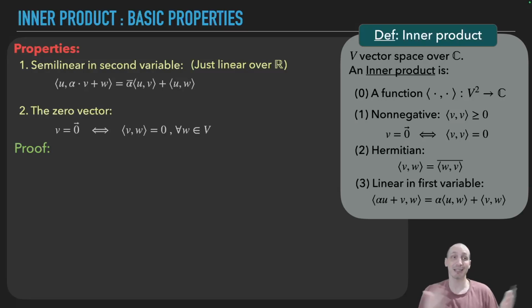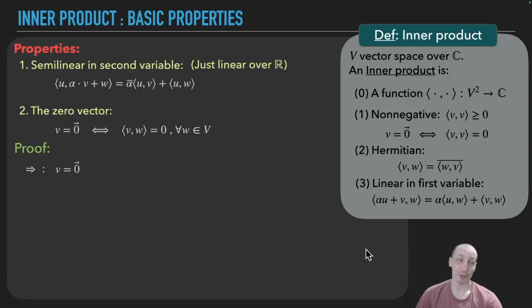This is like the duck test. If something quacks like a duck, swims like a duck, and looks like a duck, it should be a duck. And this is exactly what happens here. If something behaves like a zero vector under the inner product, then it should be the zero vector. Okay, let's prove it. So we start with the first case, v equals 0.